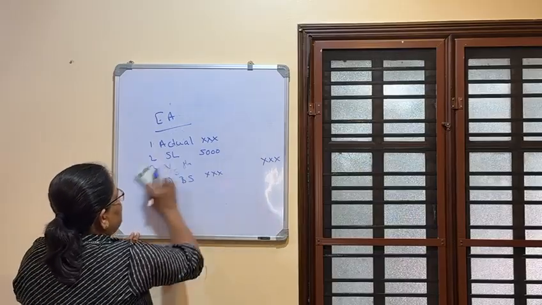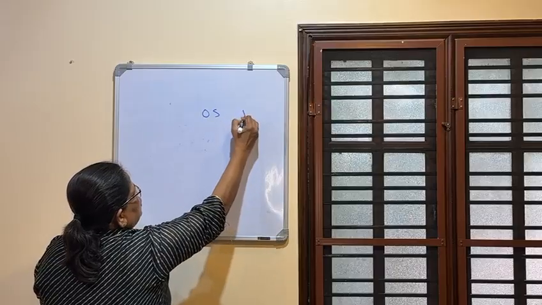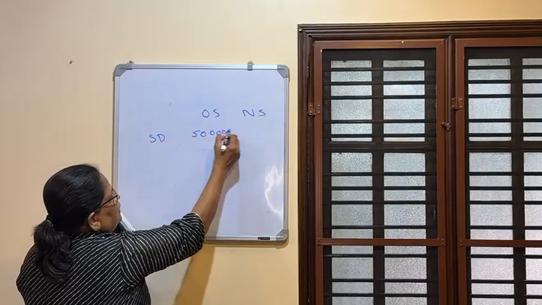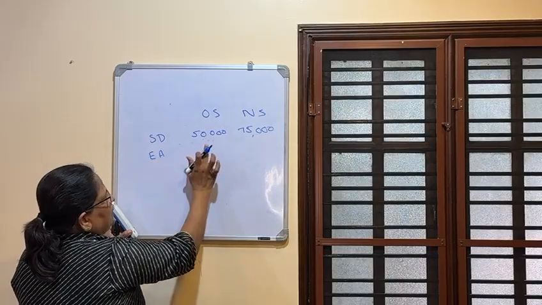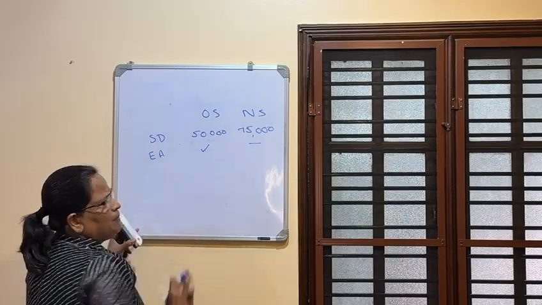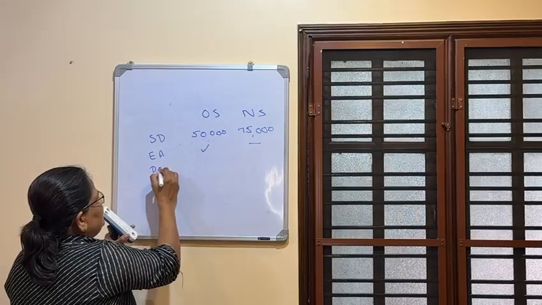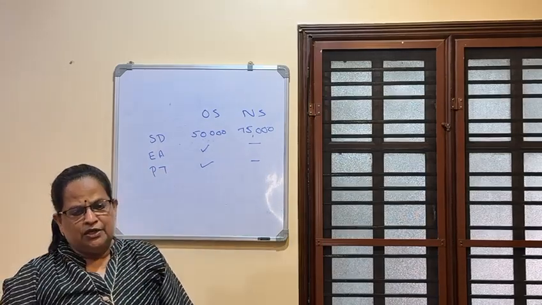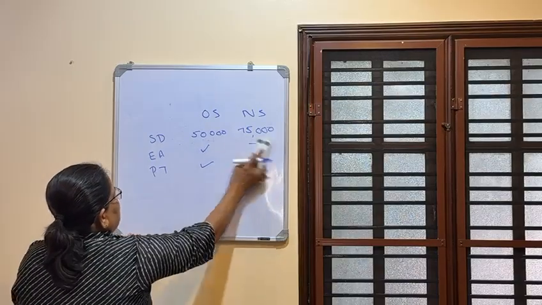Now I will give you a comparison between old scheme and the new scheme. First is standard deduction. Old scheme it's 50,000. New scheme it's 75,000. Entertainment allowance: old scheme it's allowed for government employees, not allowed for private sector. But new scheme it's not allowed for anybody. Professional tax, in the old scheme it's allowed for everyone. Here it is not allowed. So this is very important. You have to remember these changes. Now one problem we will do.